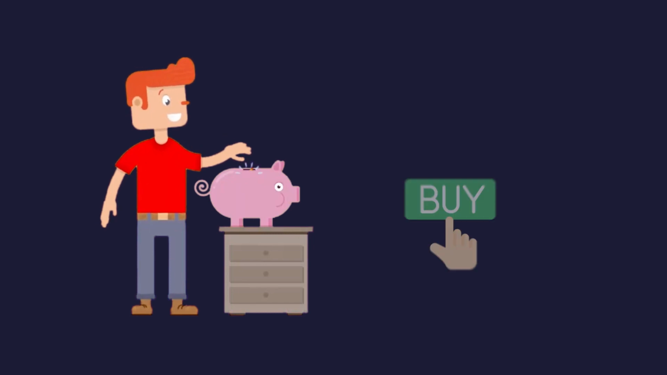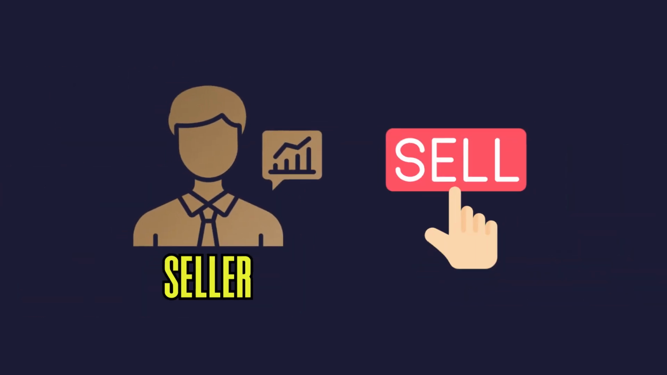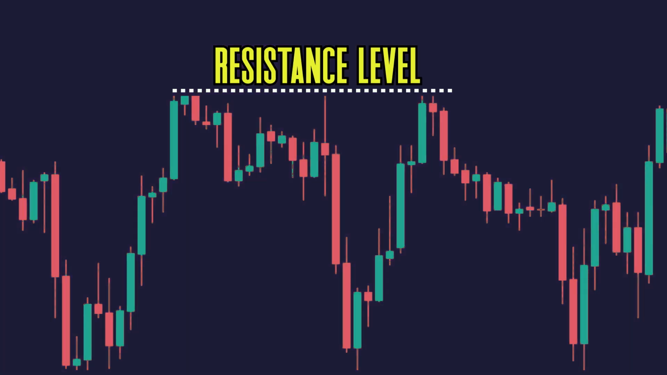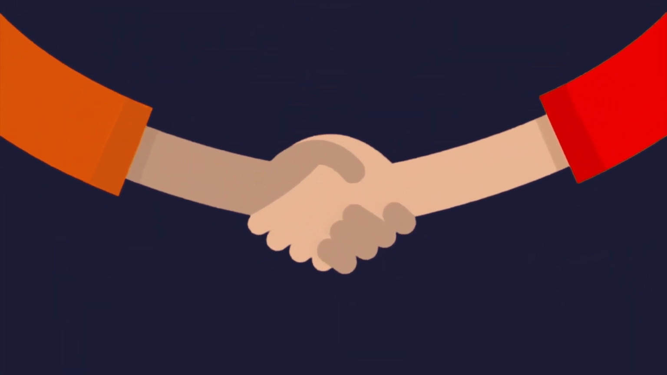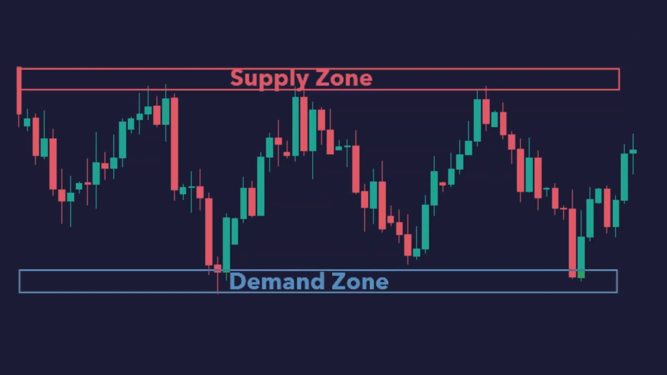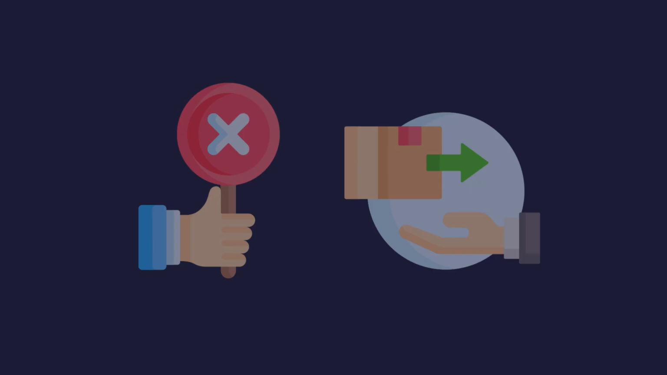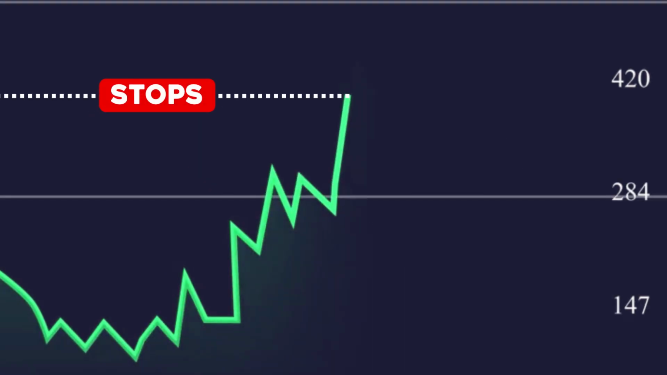That means the bulls are more likely to buy, while sellers aren't so keen on selling, so the price sort of stops dropping. On the other hand, resistance happens when there's a ton of selling going on, which basically means there's a ton of supply. But the problem is, there's not a lot of demand, so the price just stops going up.